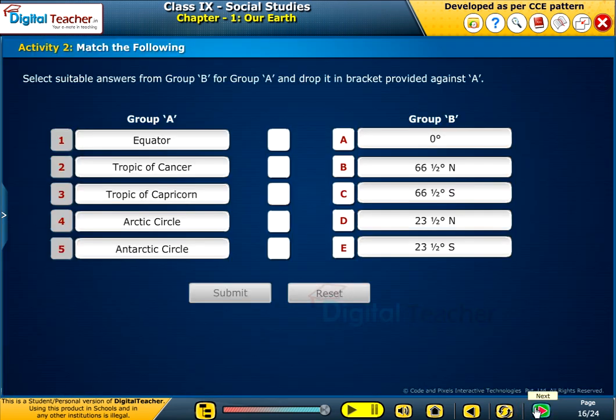Now, let us perform an activity on match the following. Select suitable answers from Group B for Group A and drop it in bracket provided against A.